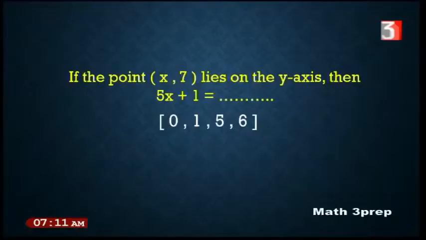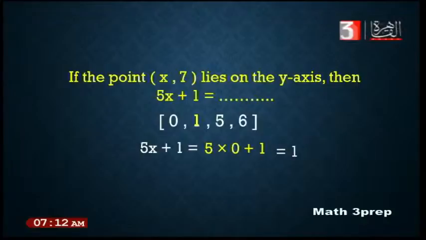All of you know that as the point lies on the y-axis, the x coordinate will be 0 in the point (x, 7). It means that x equals what? 0. So here we can find 5x plus 1 equals 5 times 0, plus 1, to obtain a result as 1, which is the second choice.